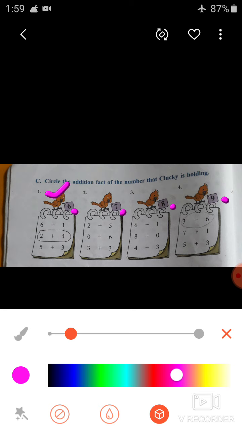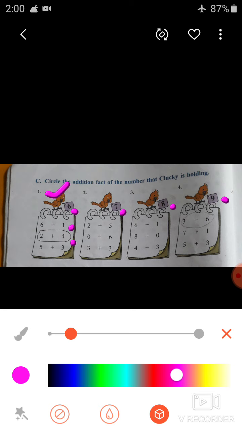So students, look here, the first one, 6 plus 1. So students, when we add 6 and 1, we get the sum 7. So 7 is not an addition fact of 6. Now let's move on to the next. 2 plus 4. So students, when we add 2 and 4, we get the sum 6. So this is the addition fact of 6 and you have to circle this. Okay, so the first one is already done for you. Now let's move on to the next one.